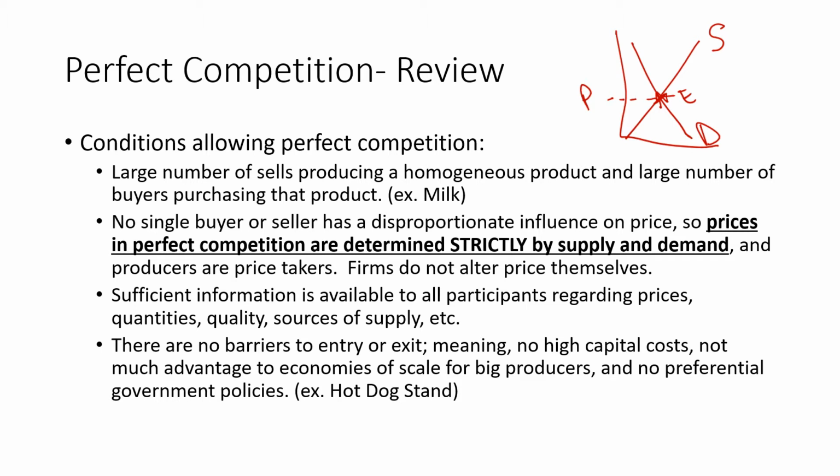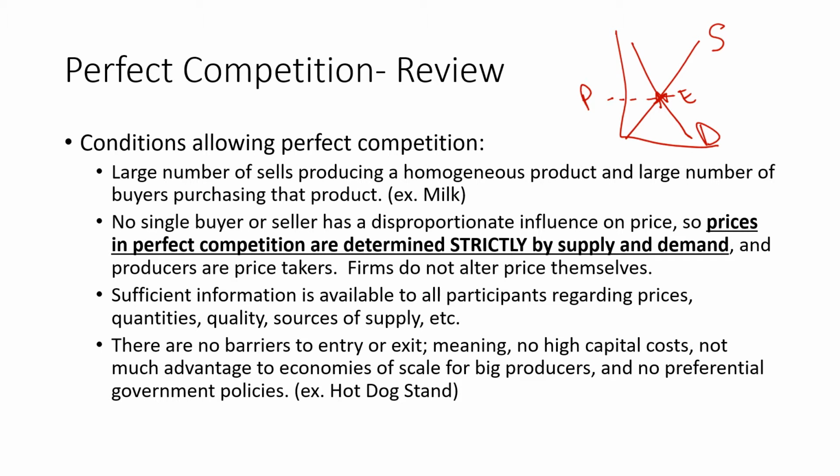So the third part to fulfill perfect competition is that information is available to all participants regarding prices, sources of supply, quality, etc. So there's no hidden information from anybody that's trying to produce in perfect competition. And then finally, there's no barriers to entry or exit, meaning that anybody can start producing this product. There's not advantages for large producers. There's not government policies that keep people out or help people in. So an example of this could be a hot dog stand. Anybody can start a hot dog stand.